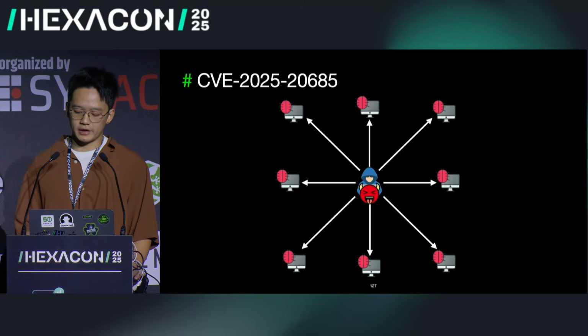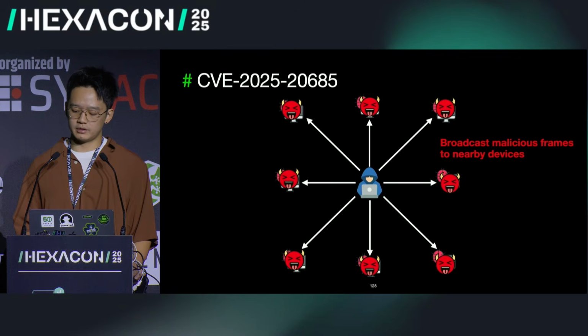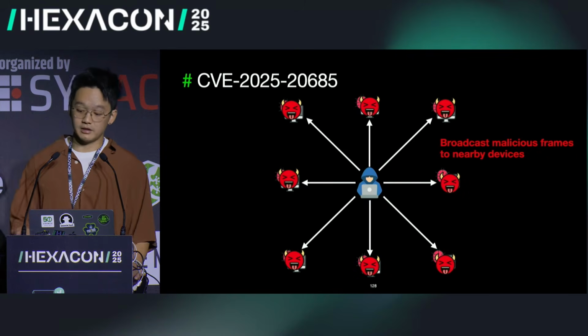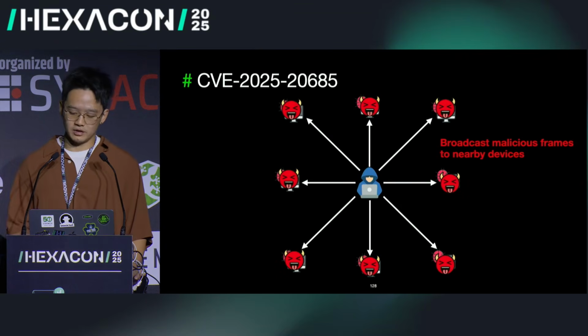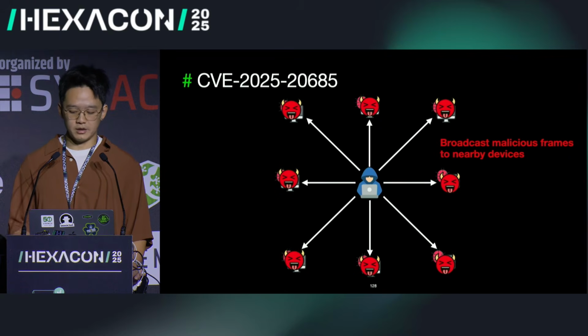An attacker can broadcast malicious beacons from nearby. Any vulnerable Wi-Fi devices that receive these beacons will immediately go offline. And in the worst case, it can lead to remote code execution. The vulnerabilities I mentioned in this chapter can affect any device that uses the MediaTek Wi-Fi SDK.